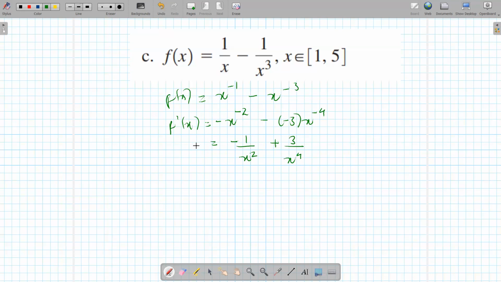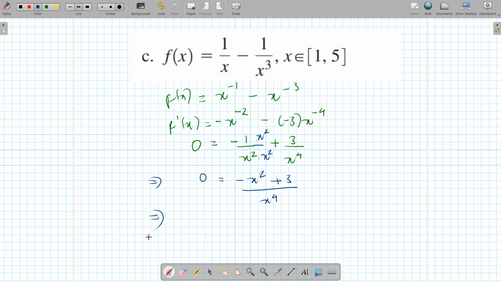Now this is where it gets a little bit difficult. We have to set this equal to 0 and solve for x. What is the LCD between x squared and x to the 4th? Is it x to the 4th? Yeah, it is. That's perfect. What do we need to multiply the x squared term by? x squared? Yep. So you get -x squared plus 3, all over x to the 4th, is equal to 0.